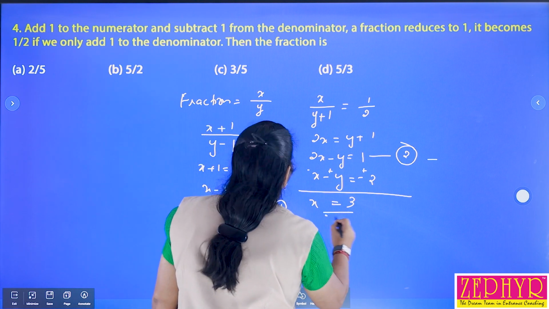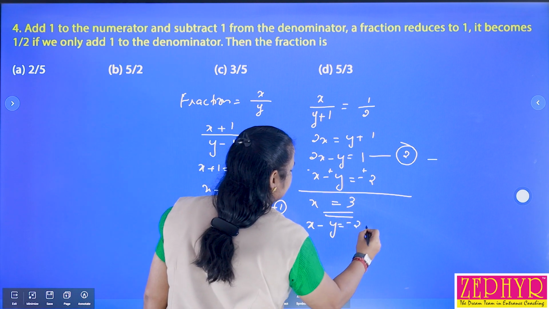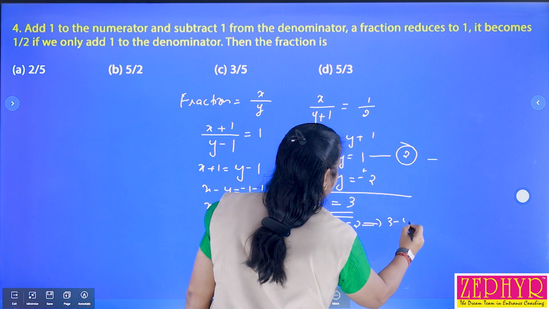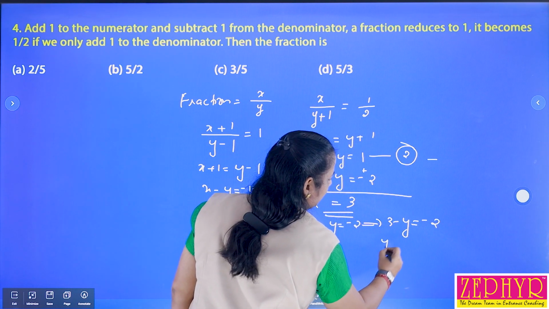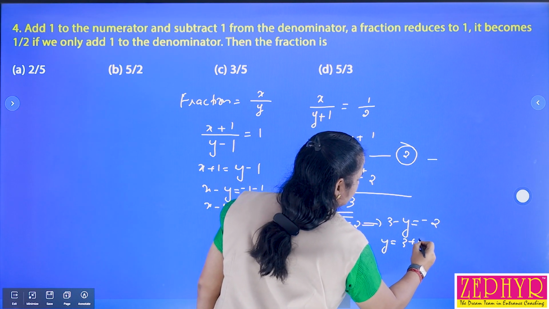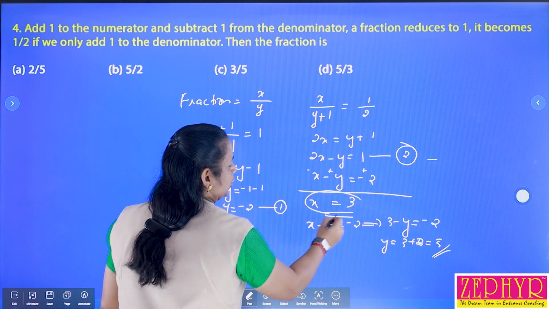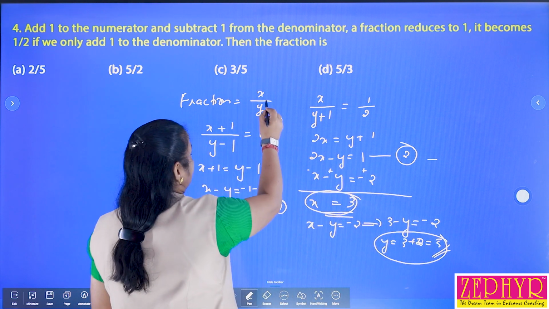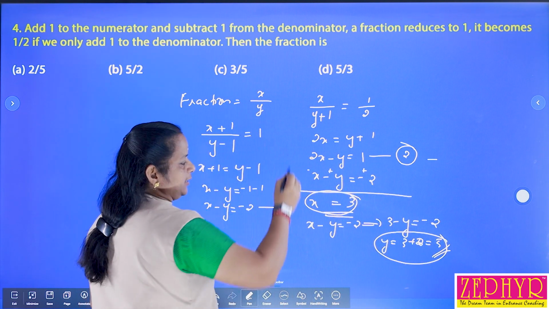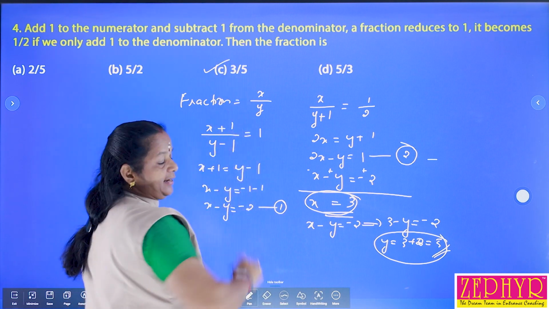Put the value of x is equal to 3 in this equation, x minus y is equal to minus 2. We get 3 minus y is equal to minus 2, or y is equal to 3 plus 2, that is equal to 5. So we get the value of x is equal to 3 and y is equal to 5. We take the fraction as x by y. So here the answer is 3 by 5, that is the right answer.